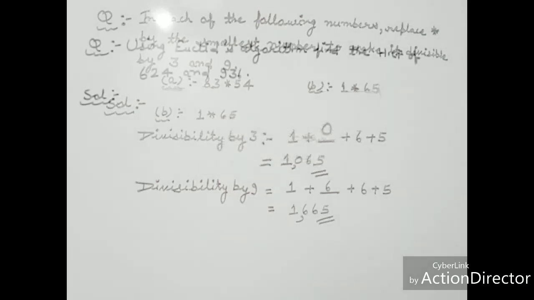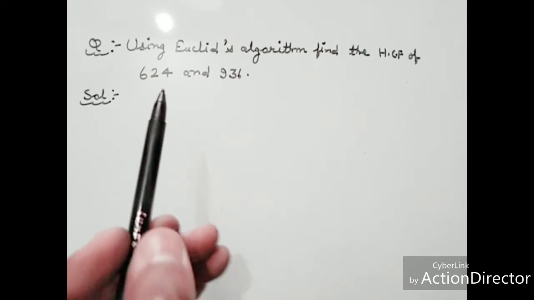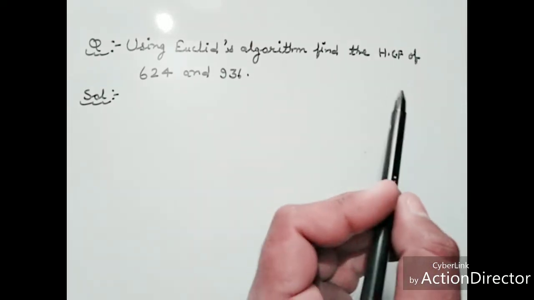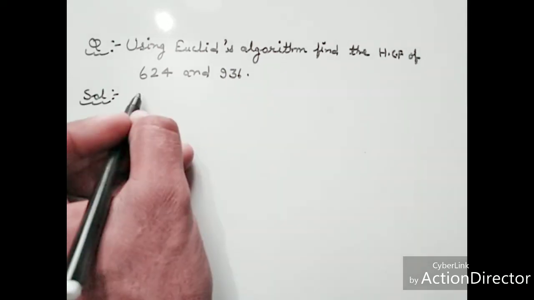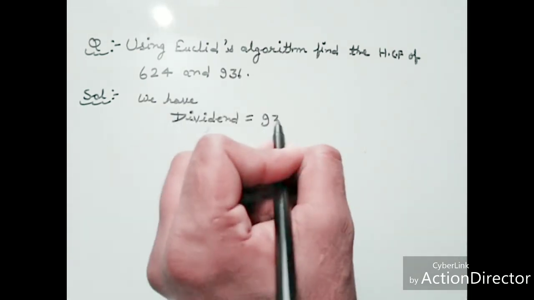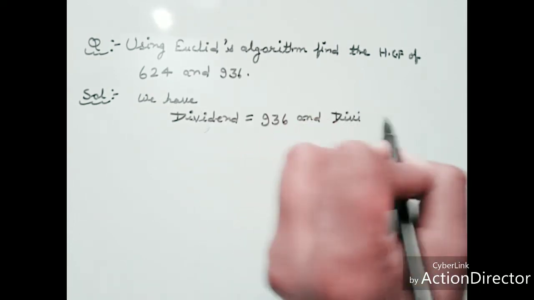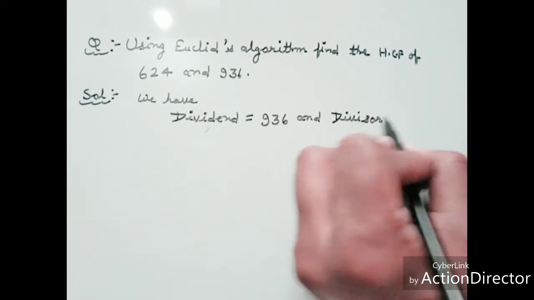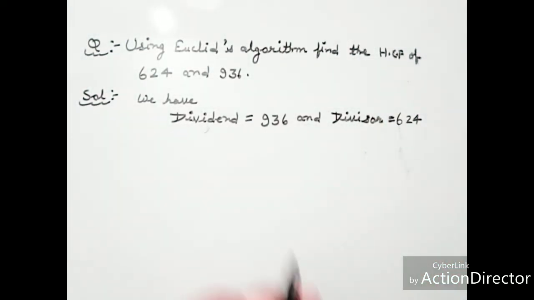1665. Students, here we will solve examples related to HCF. Here question number 1: using Euclid's algorithm find the HCF of 624 and 936. Euclid's algorithm is also known as the continued division method. So here we have dividend 936 and divisor 624. Now we start to divide.